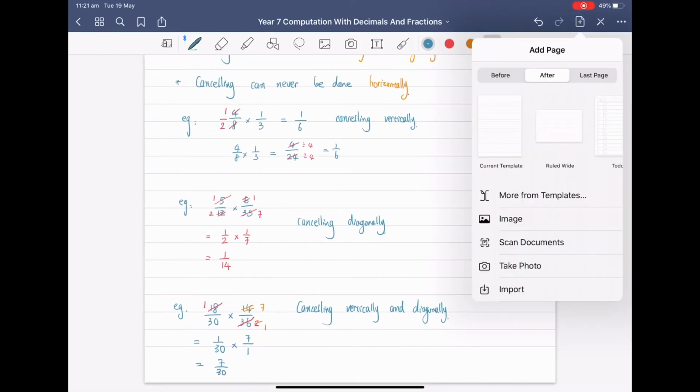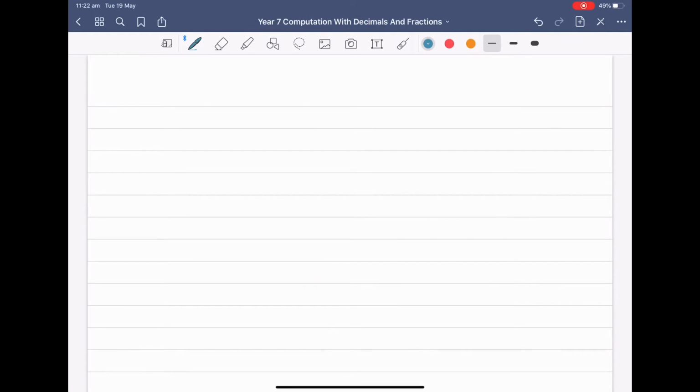The next example I would like to show you is what happens if we multiply by a number that is not a fraction, it's just a whole number. So how do we multiply a whole number? We have a fraction, and then we want to multiply by a whole number here. What do we do in this case?